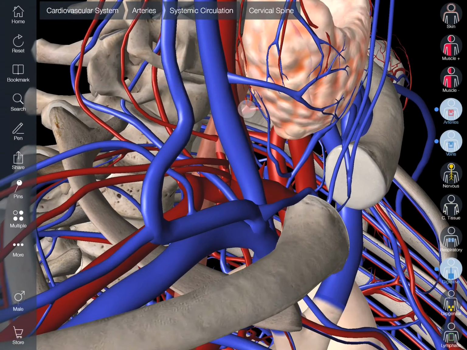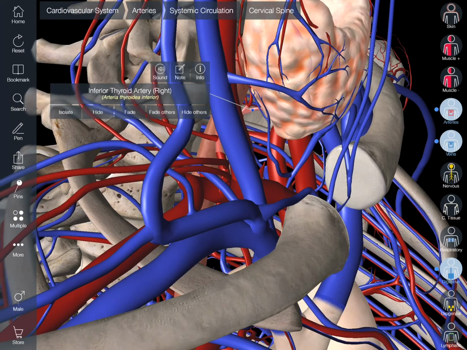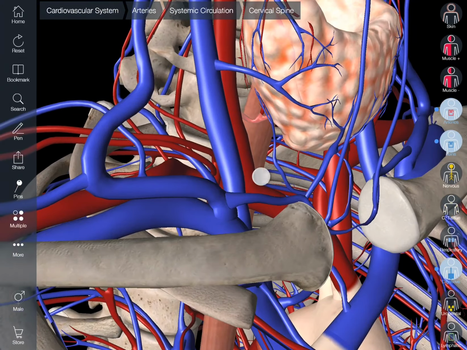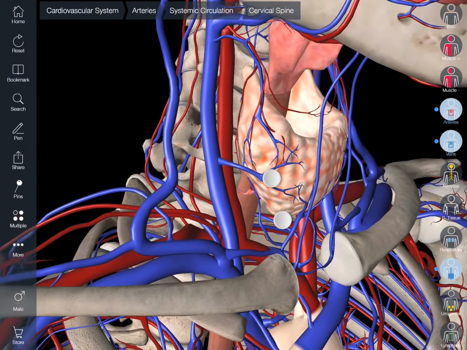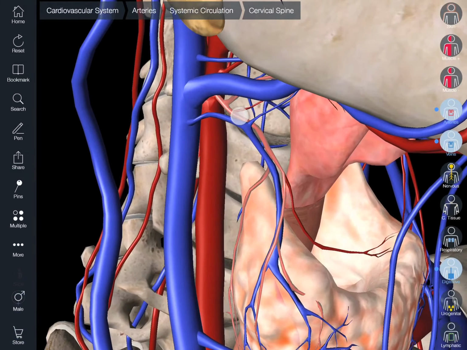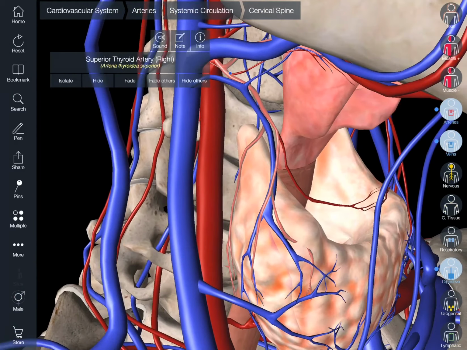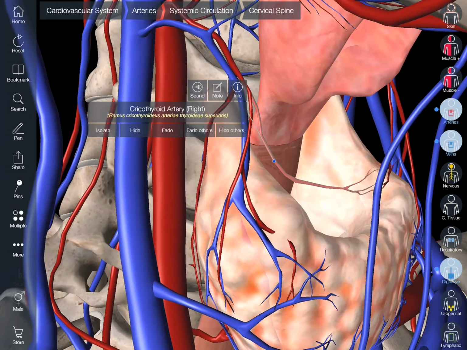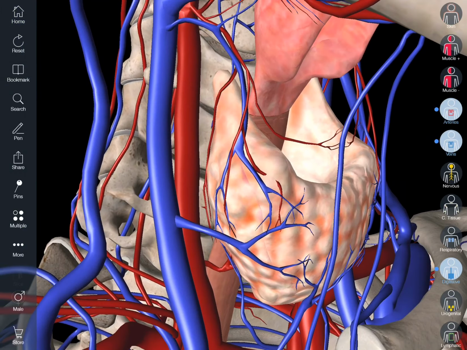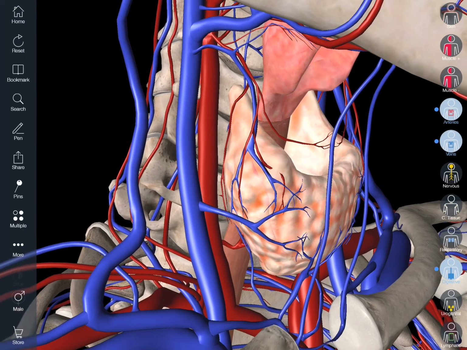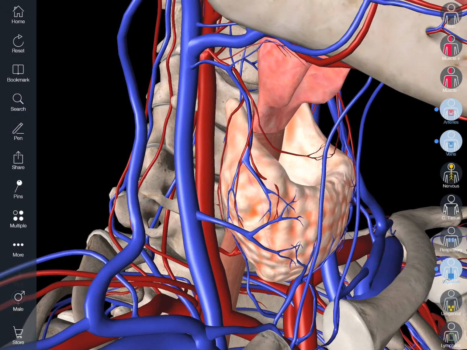Now let's focus a little more on the inferior thyroid artery. We talked about the inferior, middle, and superior thyroid veins, but now let's talk about the arterial supply. This is the inferior thyroid artery, and we also have the superior thyroid artery. We do not have a middle thyroid artery, by the way. But from the superior thyroid artery, we've got a branch called the cricothyroid artery, which can resemble the middle thyroid vein, maybe just to memorize.